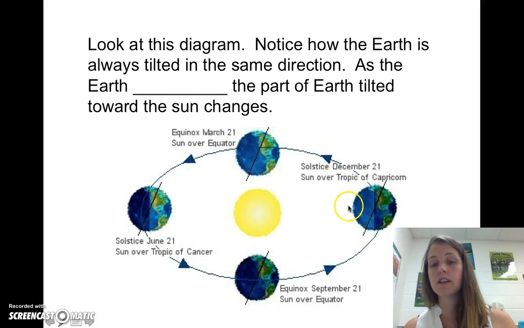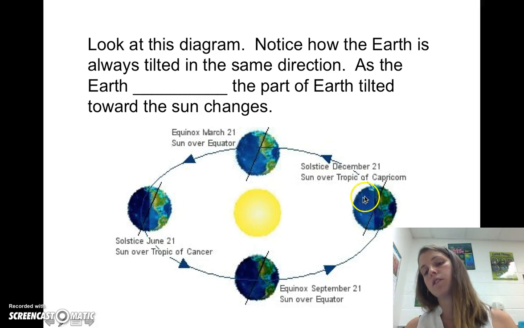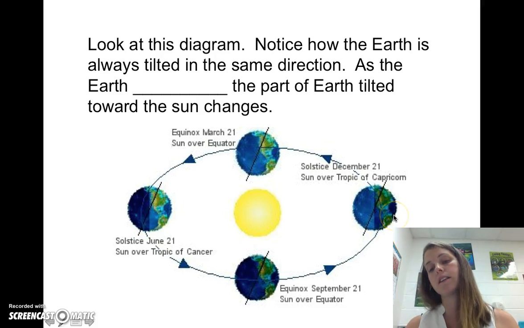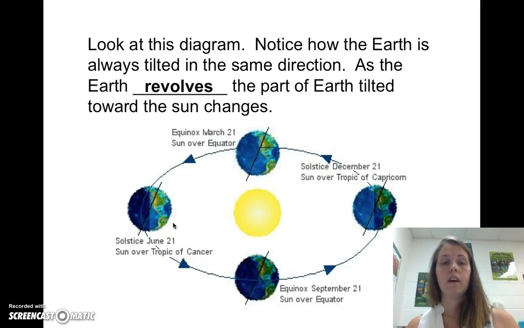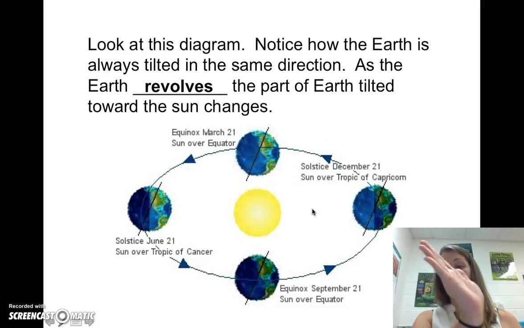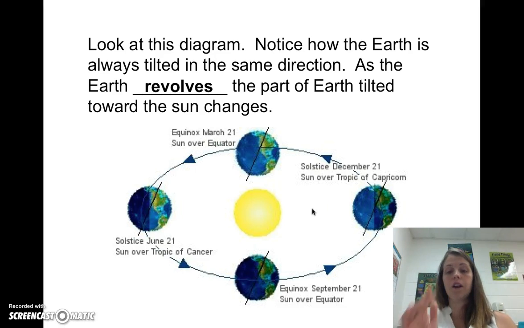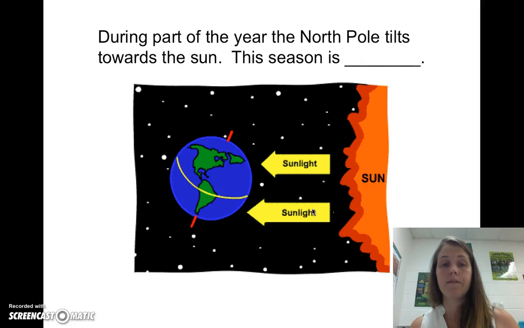Now here's the northern hemisphere, we're tilted away from the sun, so we're getting less sunlight. But the southern hemisphere is tilted towards the sun, so it's summer down there. This would be our spring, and it would keep going around and around. As the Earth revolves around the sun, the Earth's tilt towards the sun changes. Not changes like this, but just as it goes around, it's going to hit different areas of the planet.